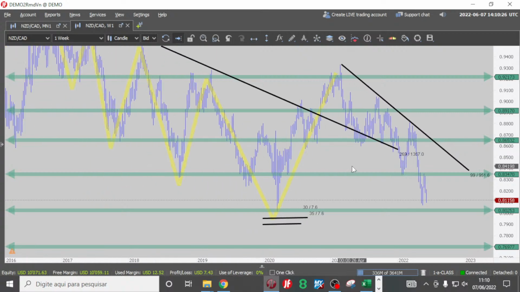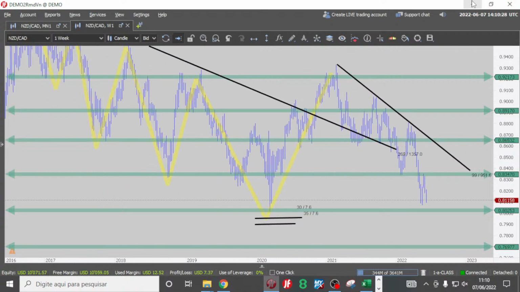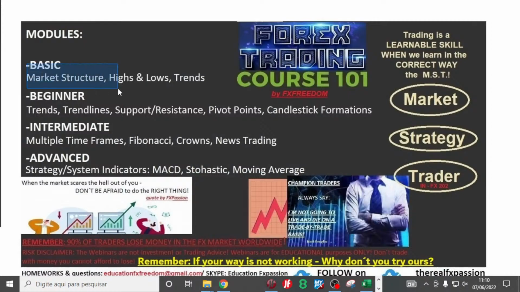And this is now the weekly chart. So market structure, highs and lows, trends. So let's check the trends. Trends, trend line, support, resistance, pivot points, we have it. We need to check trend lines and trends.